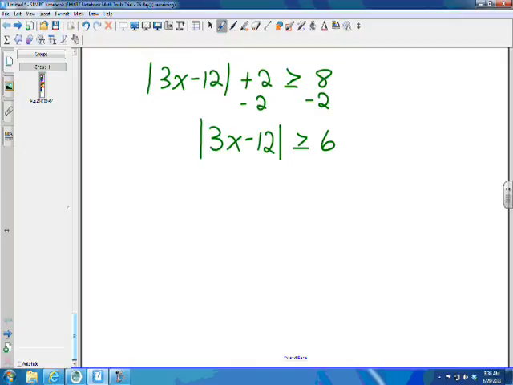So how do we write this? 3x minus 12 is greater than or equal to 6. And then 3x minus 12 is less than or equal to negative 6. So this first one is exactly the same again, no difference, except no absolute value. And then on the other one, flip the sign and make it negative. Solve them both separate.